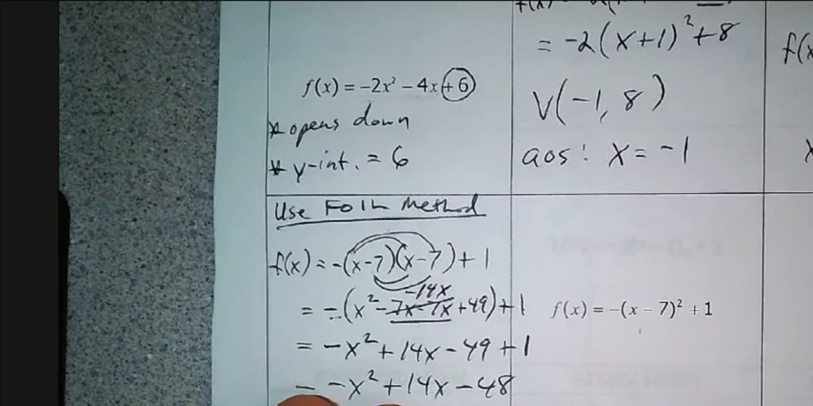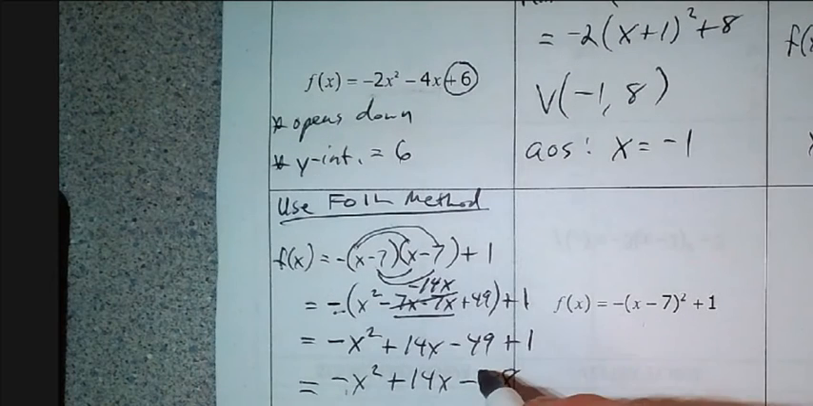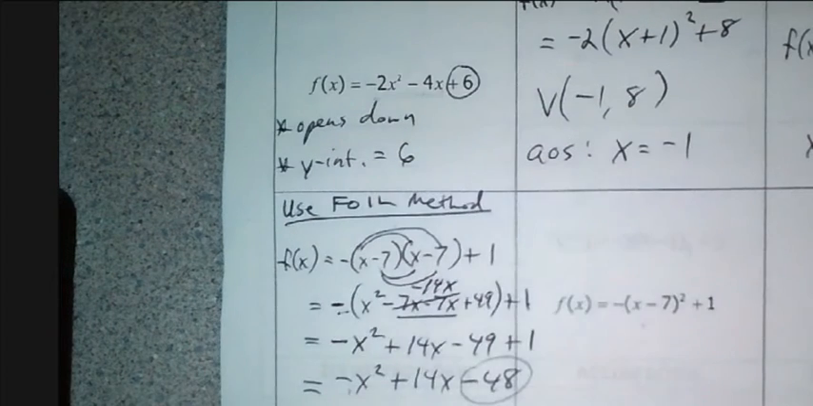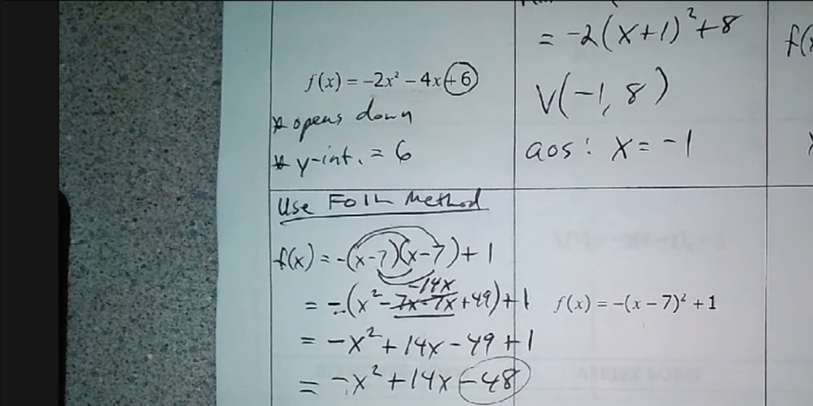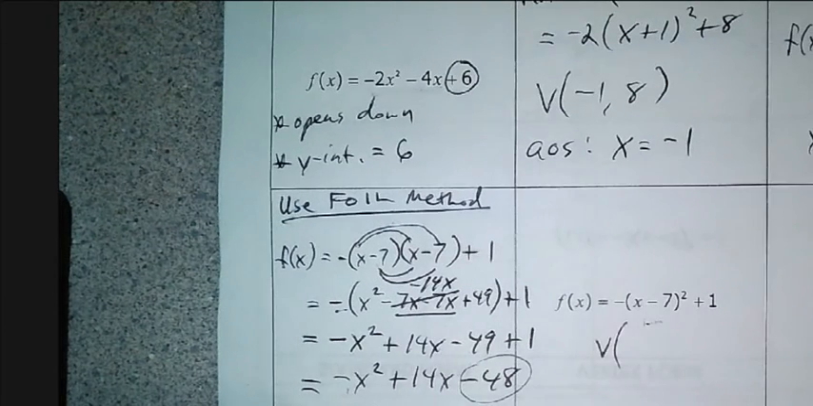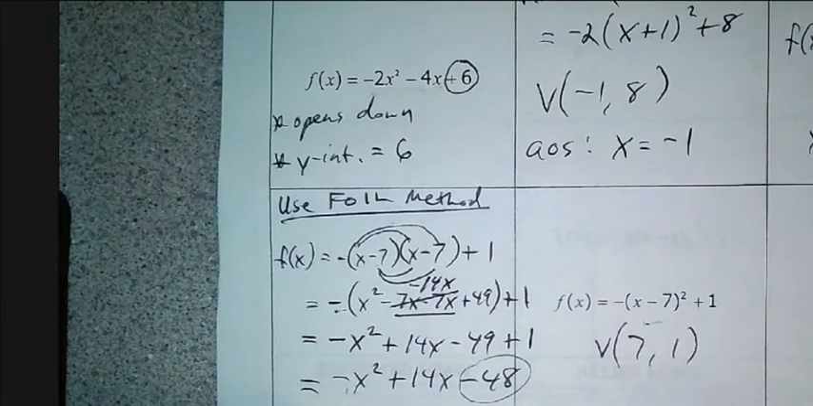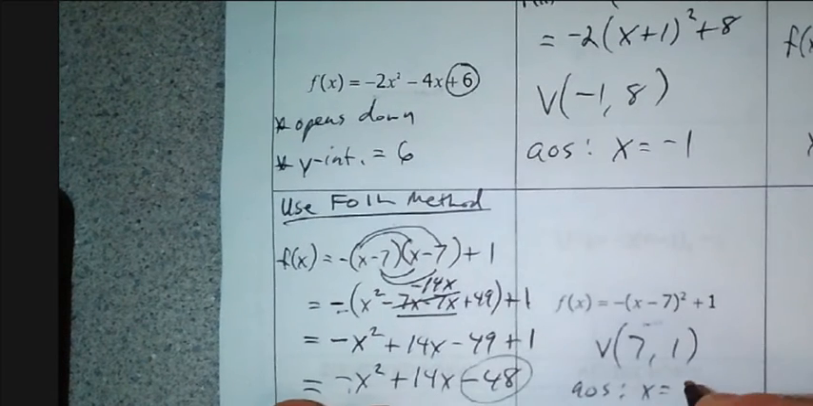Alright, now, again, what does this tell us? We know it's going to open down. You don't have to write that every time, but we know it's going to open down. We know that the y-intercept is negative 48. Don't think we can graph that. Alright, and what did the vertex form tell us? That the vertex was 7, 1. And the axis of symmetry, the AOS, is x equals 7.